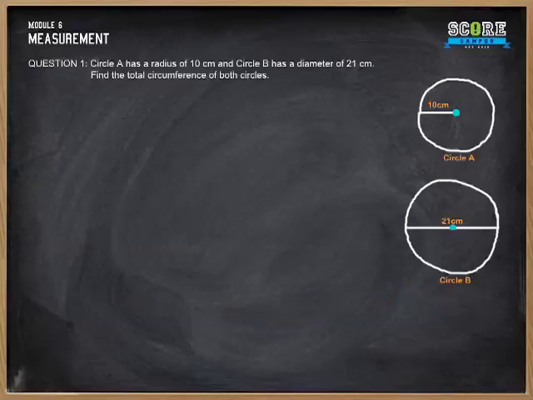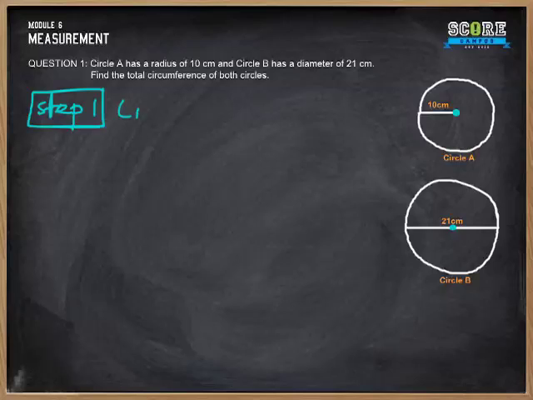Question 1, students. Circle A has a radius of 10 cm and circle B has a diameter of 21 cm. Find the total circumference of both circles. Now, the formula for finding the circumference of a circle is pi d when using a diameter or 2 pi r when using the radius. Having said that, let's move on to step 1.